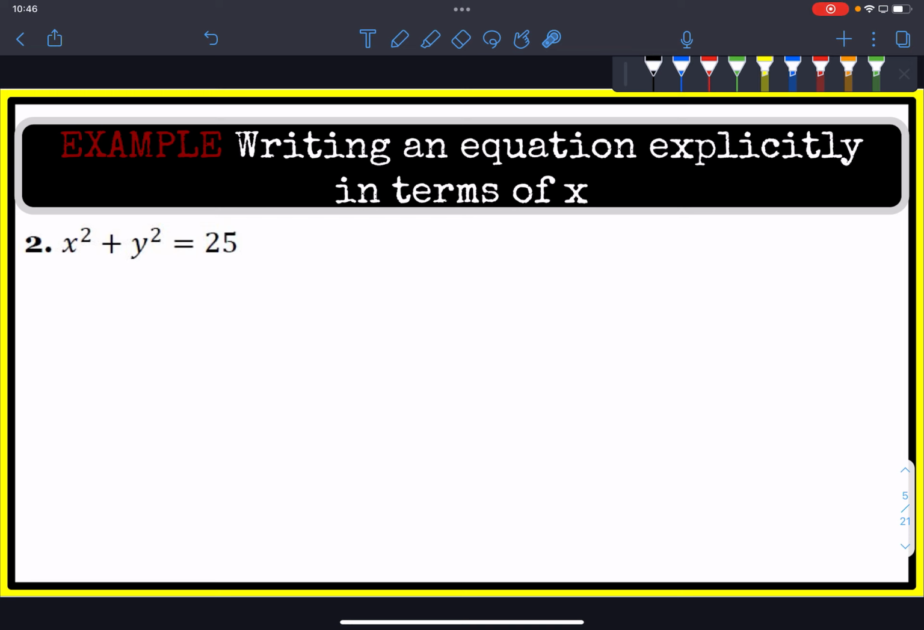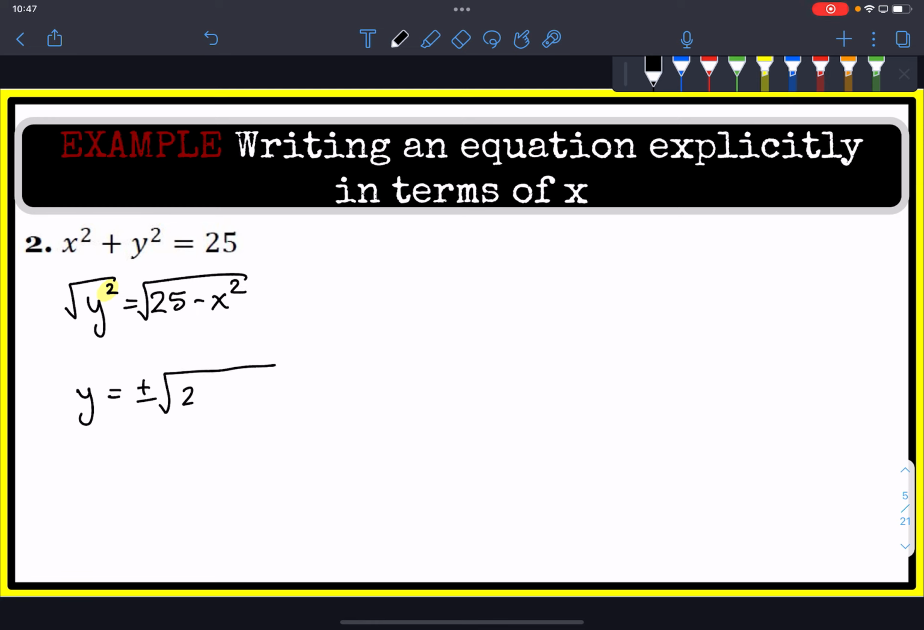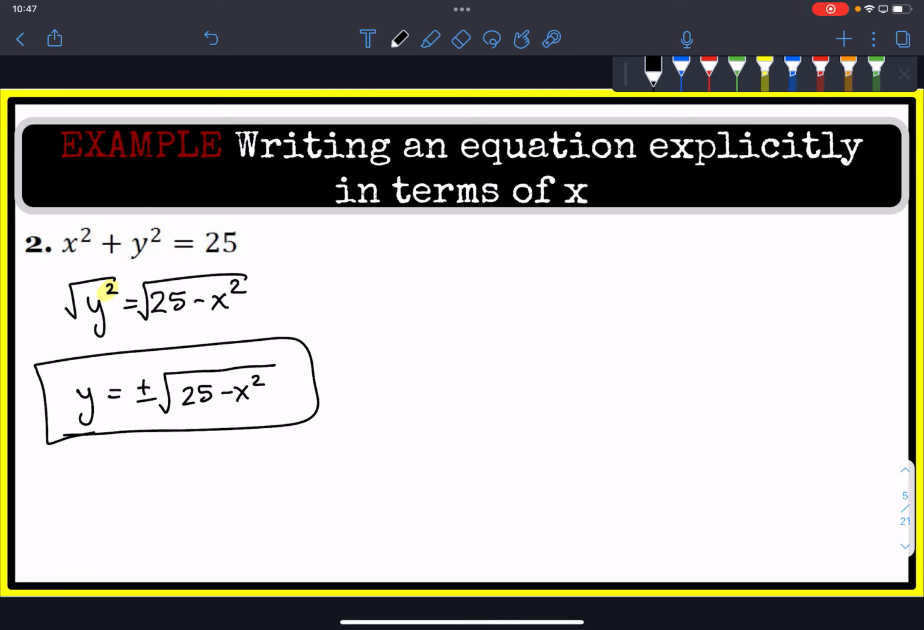Here we have the equation of a circle. So to write this explicitly in terms of x, again, just like before, I'm going to move the x to the other side, and y to the second power will equal 25 minus x squared. In this situation, since I have y to the second power, the inverse operation to that would be to take the square root. So y will equal both the positive and negative square root of 25 minus x squared. So there, I have written the equation explicitly in terms of x.